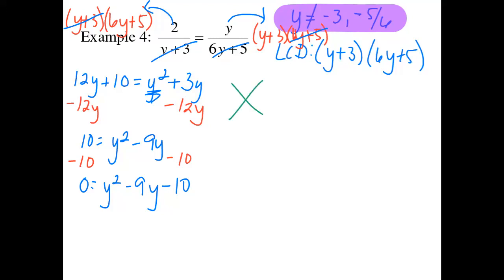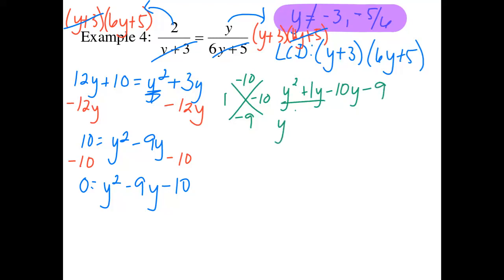So build your x. If you want to pause the video and come back and check your factors when you're done, that might be a good idea. On the top, we'll have a -10. On the bottom, we'll have a -9. Numbers that multiply to -10 but add to -9, 1 and -10. And now we group. So y squared plus 1y minus 10y minus 9.